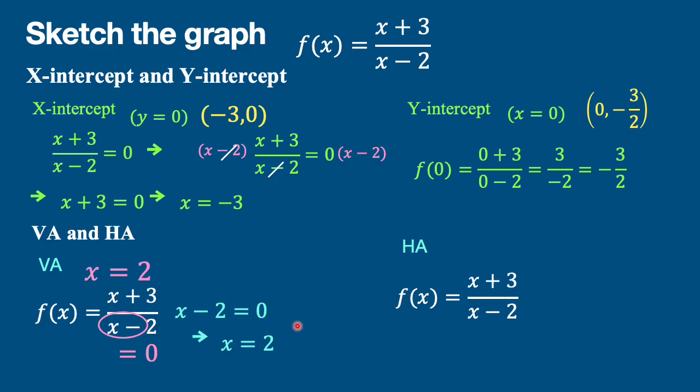Horizontal asymptote line, check the degree, right? What is the degree of the numerator? 1. Degree of the denominator? 1. Same degree. So the coefficient is 1, meaning y equals 1 over 1, which is 1. So the horizontal asymptote is y equals 1.